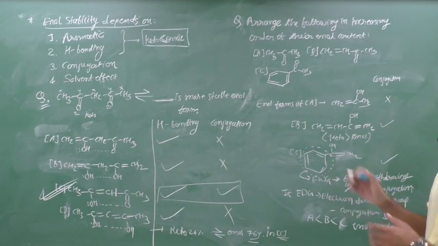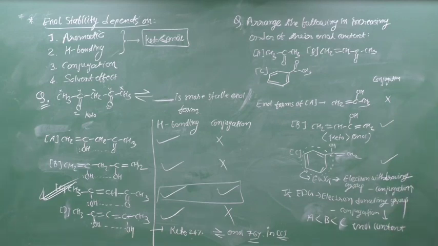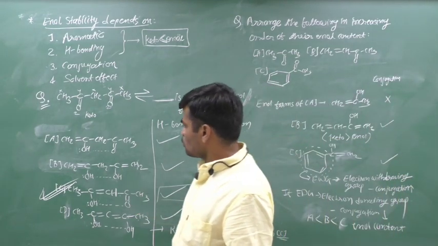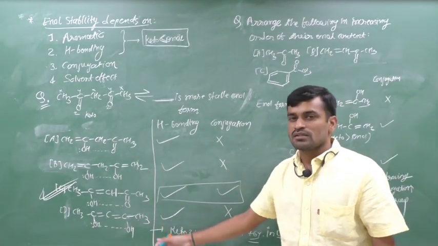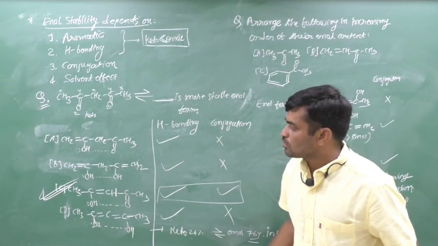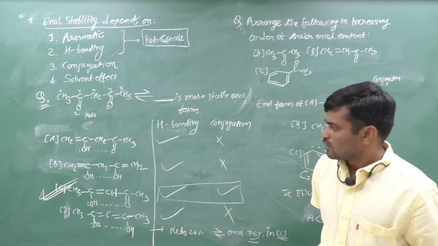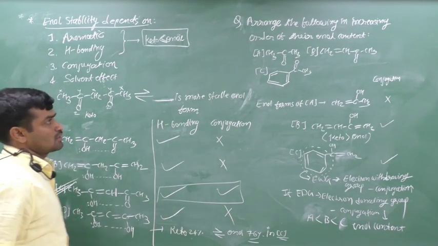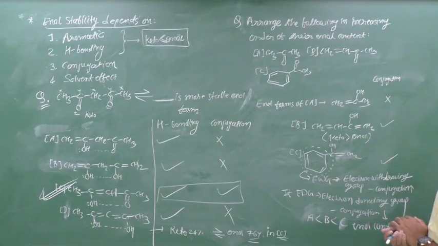Suppose the question is like this: arrange the following in increasing order of their enol content. If we do not know the concept, then these four options look the same. If we do not know the concept, all four options look the same and we might tick any option, but if we know the concept, we can very easily detect the answer. Arrange the following in increasing order of their enol content.